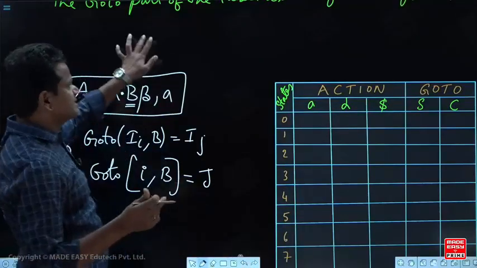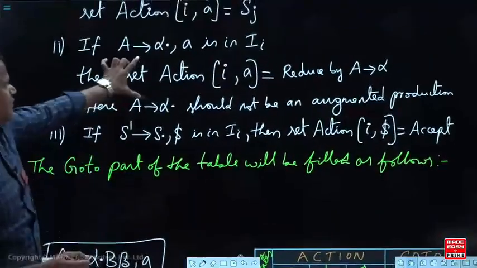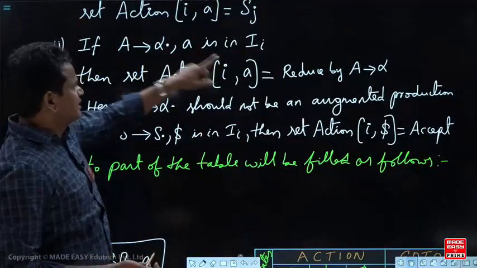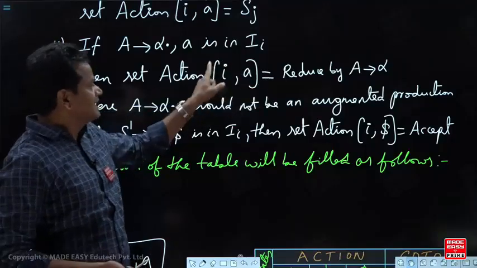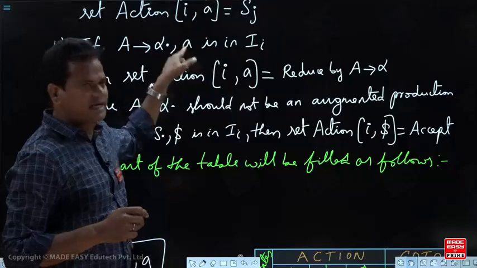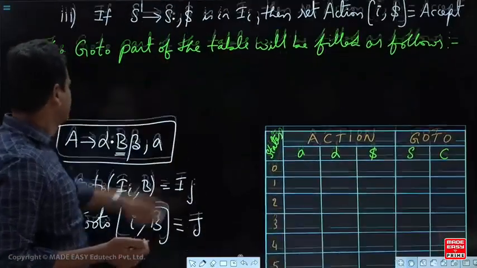Only the difference is in the second one. And it is more easy. In the case of SLR(1), there also we write reduce by A derives alpha. But in I comma X, X is follow of A. Here no follow, only look ahead. That's it. Okay. Now copy this one.